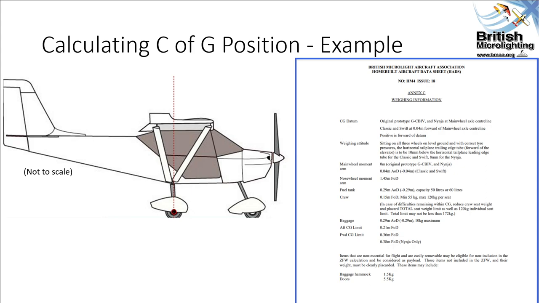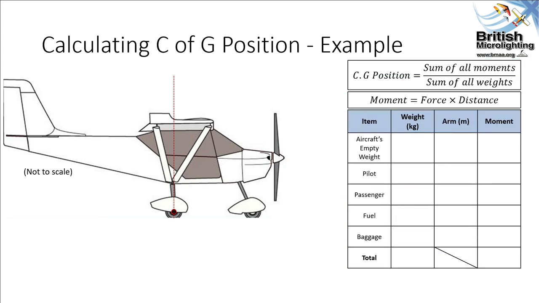Look what else the HADS tells us. Positive is forward of datum. This means that the moment arm for any item forward of the defined datum can be treated as positive, and any moment arm after the datum can be treated as negative. This is particularly important to know for our calculations, so let's mark it on the diagram to help us visualize it.